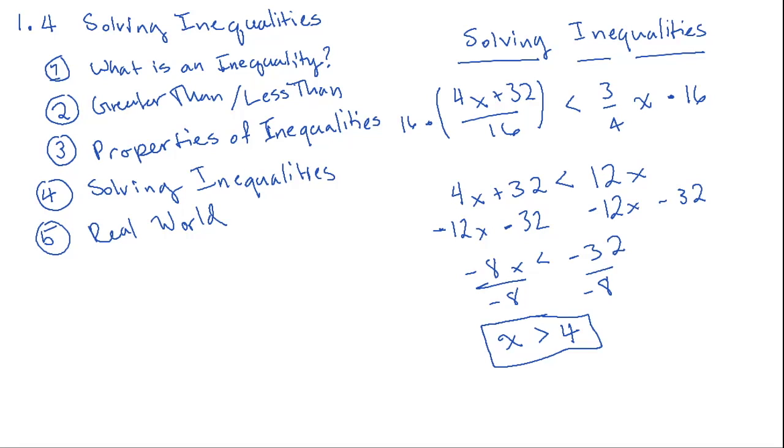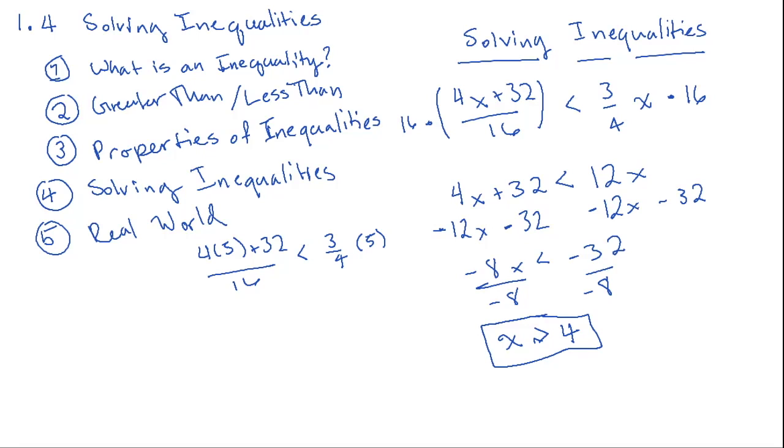And then once again, strictly greater than, there is no bar here, which means x can't be equal to 4 itself. So what's an example for a number that's bigger than 4? What is an x that is greater than 4? Well, 5. So let's try that. So let's see. If I have 4 times 5 plus 32 over 16 greater than 3/4 times 5. Let's see where we go from there.